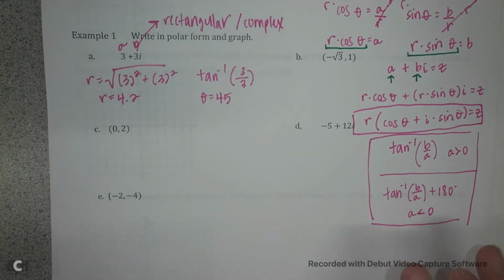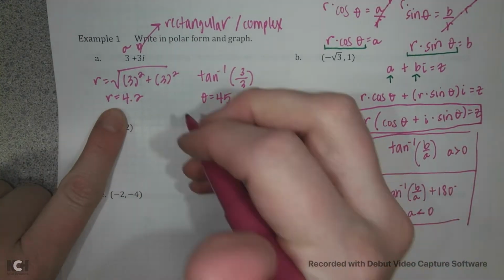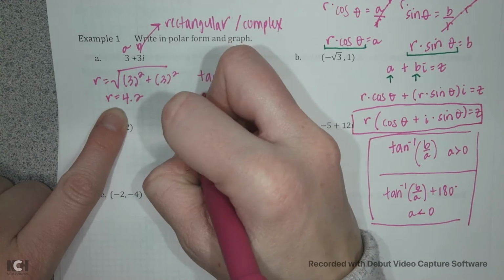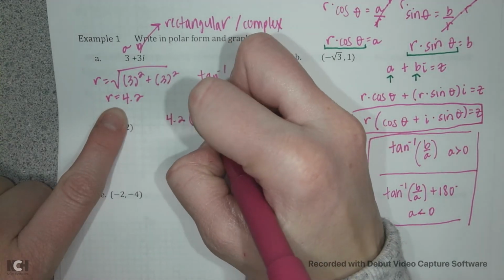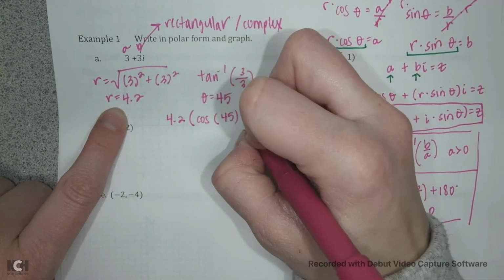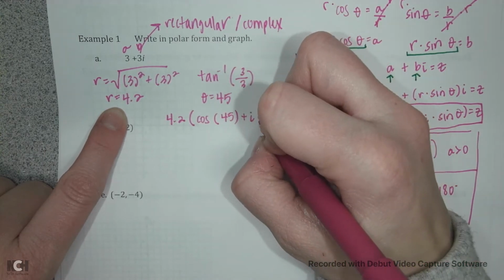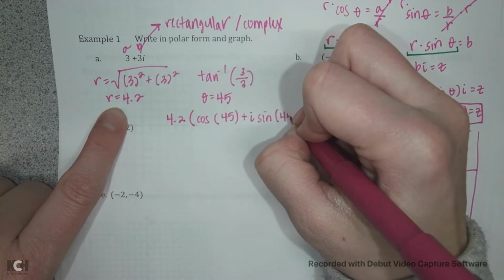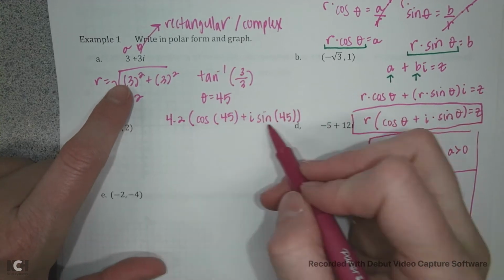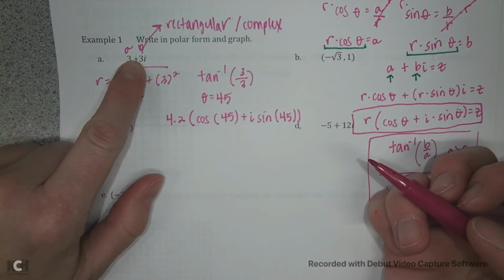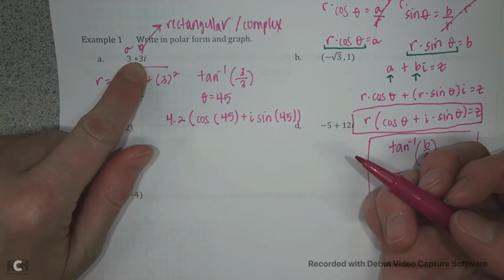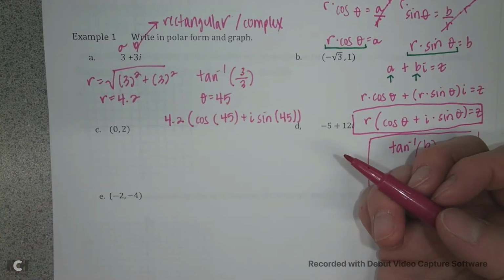Okay, so now we're going to plug that into this formula. My R is 4.2 times cosine of theta, which is 45, plus I times sine of theta, which is 45. And now I have my answer in my polar form. So this is the complex or rectangular form, and now we've written it in polar form.